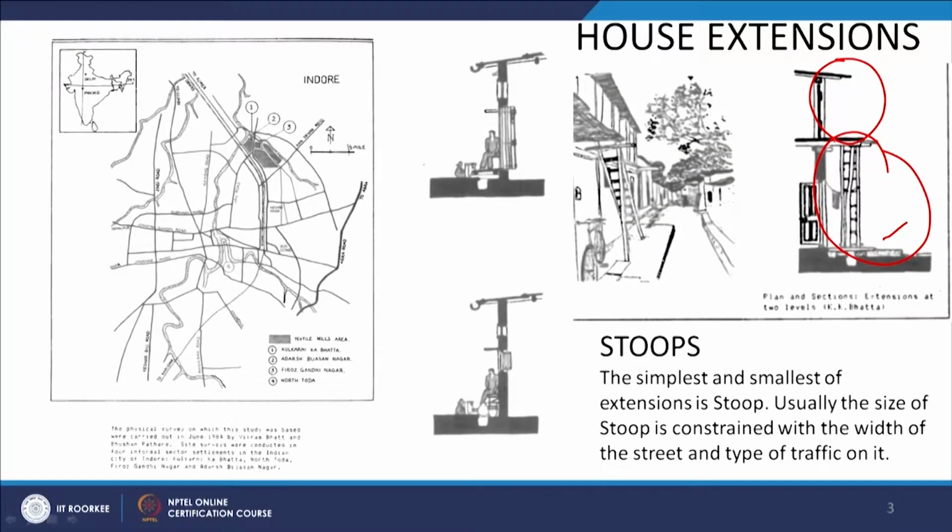So you can see here the extensions at two levels. You have a small extension outside. Sometimes, even next to the nala, they can keep a small stone slab, and that itself could be a cooking place or a washing place, or even a small sitting and working place.